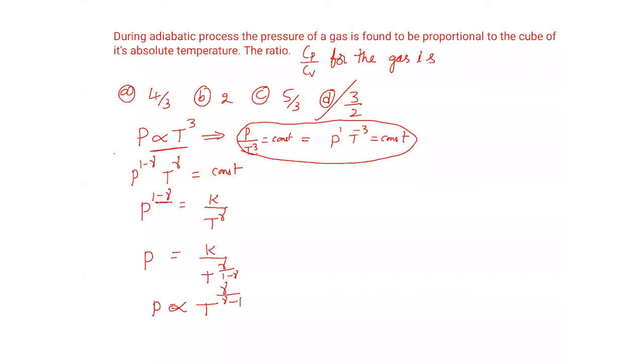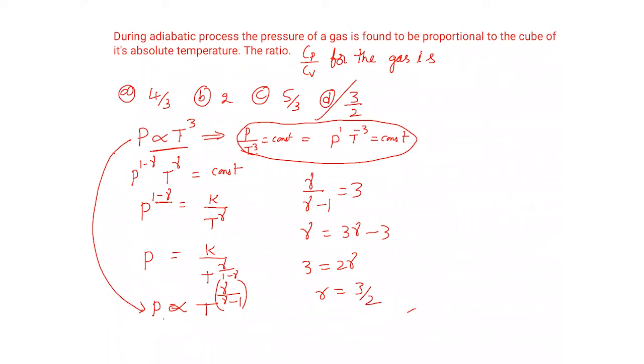Now compare these two. Here P is proportional to T cubed, and P is proportional to T to the power of gamma by gamma minus 1. So the powers should be equal, right? Gamma by gamma minus 1 should be equal to 3. So gamma equals 3 gamma minus 3, so 3 is equal to 2 gamma. Gamma equal to 3 by 2. This is how we got it. Understood, children?